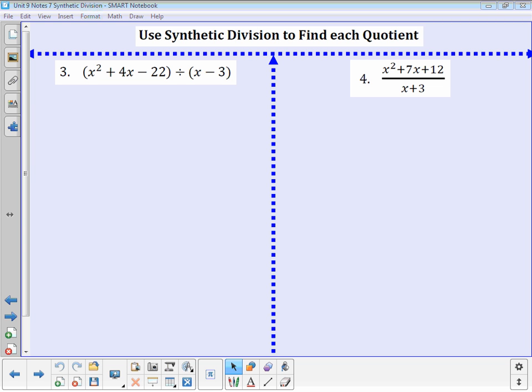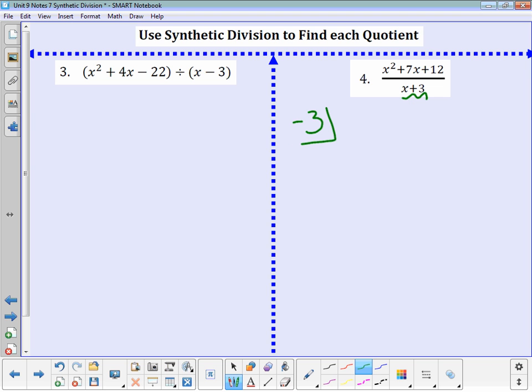So we're talking about the synthetic division. Hopefully you watched the video that Ms. Johnson made. So x plus 3, we're basically going to set that equal to 0, and we find that x is equal to negative 3. So I'm going to write that in the upper corner and make a box around it. Then I'm going to take each of the coefficients and write them out in a line. So I have 1, 7, and 12.